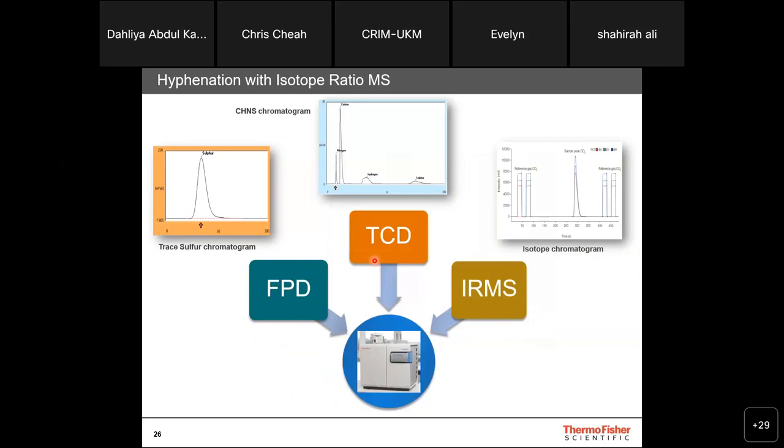Okay, so TCD is a detector that we always use for the five elements that I mentioned earlier. FPD is a more selective detector. We will use this for acid rain determination, which I mentioned to you earlier. It will be down to about 10 ppm to 100 ppm concentration. Okay.